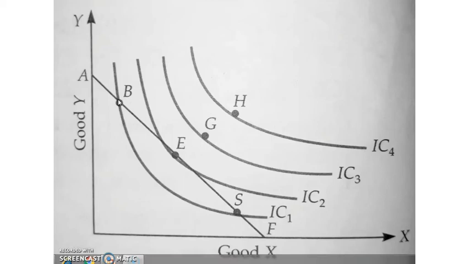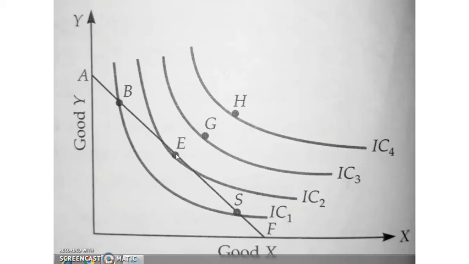Then what about points G and H? G and H are desirable points because he will get more satisfaction, but not attainable. Why? Because it is impossible to go beyond the IC2 curve. This is because the budget line restricts the purchasing power of a consumer.